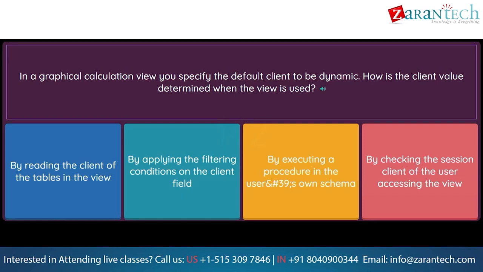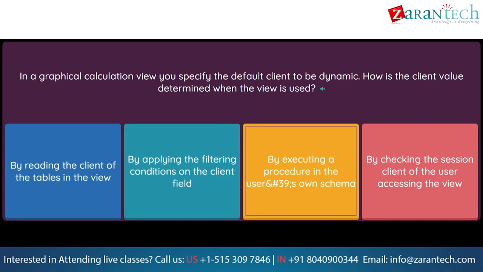Question, in a graphical calculation view you specify the default client to be dynamic. How is the client value determined when the view is used? Option 1, by reading the client of the tables in the view. Option 2, by applying the filtering conditions on the client field. Option 3, by executing a procedure in the user's own schema. Option 4, by checking the session client of the user accessing the view.